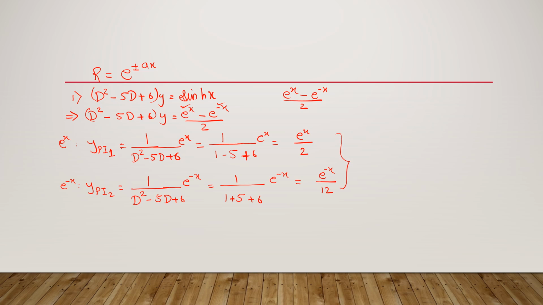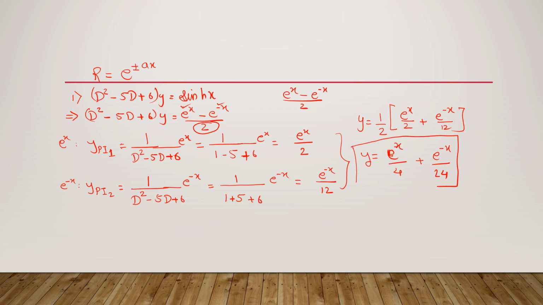So summing these corresponding different solutions, we will get the final solution of our given differential equation. So y will be equal to, don't forget this 1/2 which is written over here, 1/2 into (e^x/2 + e^(−x)/12). Or I can rewrite that solution as (e^x)/4 + (e^(−x))/24. So this will be the final solution of the given differential equation.